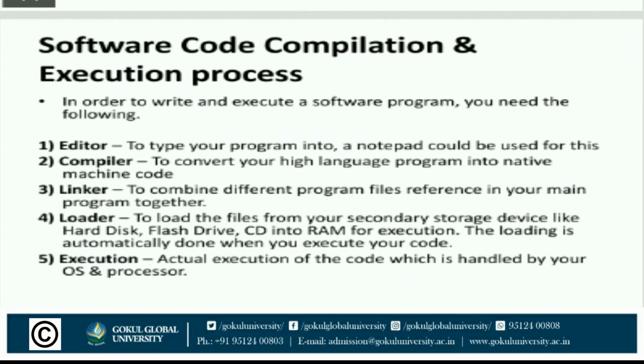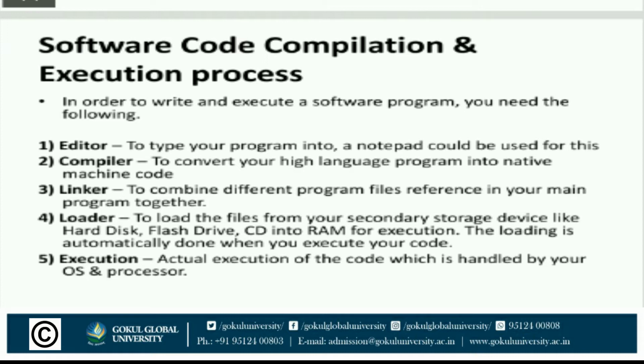Number 2 is compiler. To convert your high-level language program into native machine code, because the computer knows only binary language, that's why. Number 3 is linker. To combine different program files referenced in your main program together. Number 4 is loader. To load the files from your secondary storage device like hard disk, flash drive, CD into RAM for execution. The loading is automatically done when you execute your code.